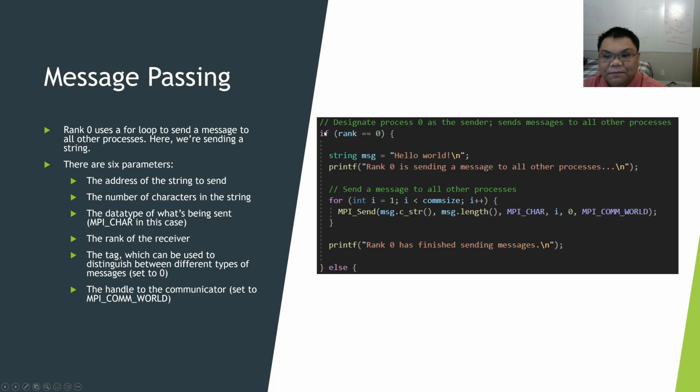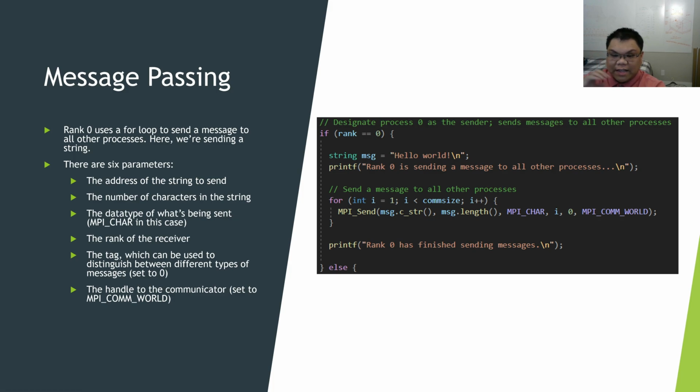Okay, so this is the first half of the if statement, and it contains a for loop that sends a message to rank 1 up to com size. So if com size is 4, it will send a message to rank 1, 2, and 3.